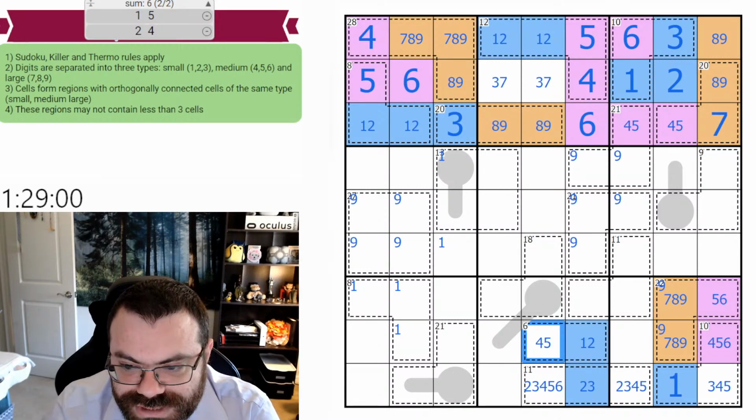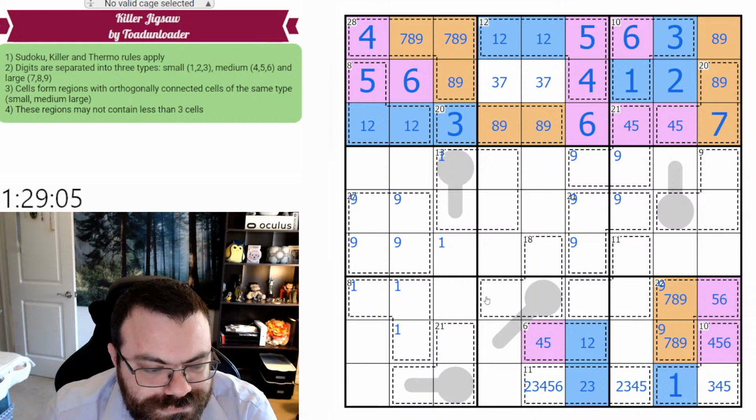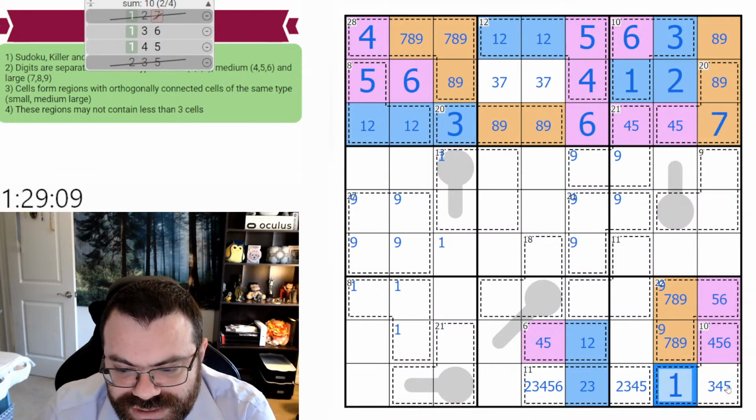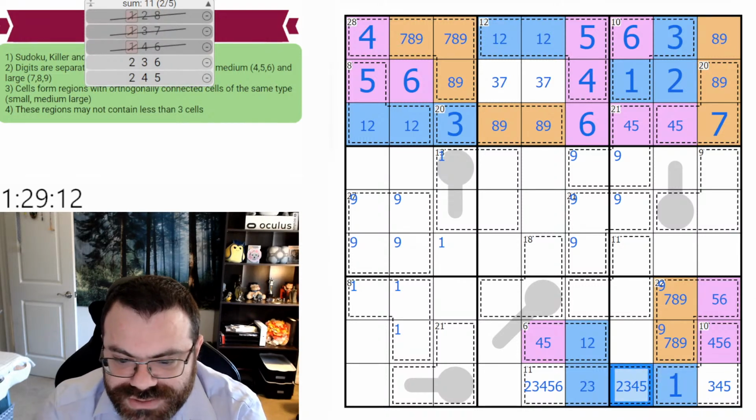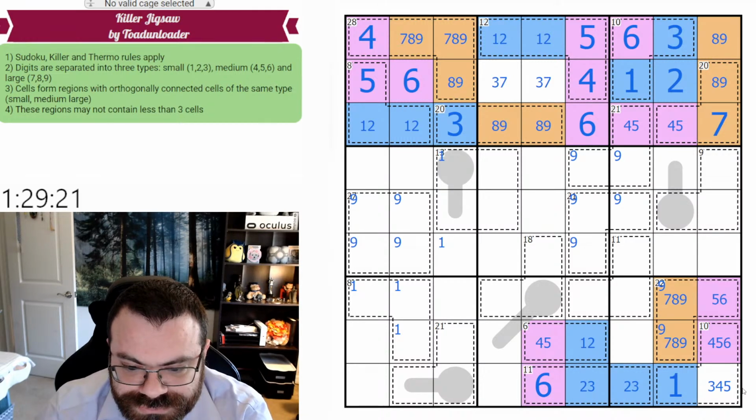This 4, 5 is mid. So this 1, even if it took this cell, it still needs 1 more, and it's got to escape here. So this is 2, 3. That's a 2, 3 pair. 2, 3 adds to 5, so then this one has to be a 6, and that's mid.